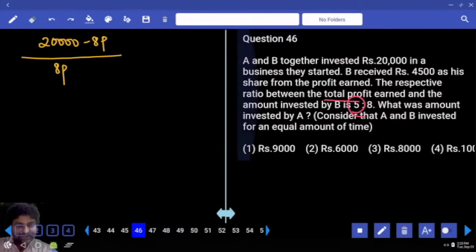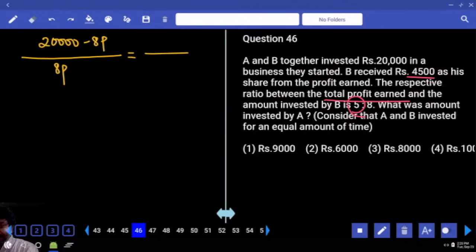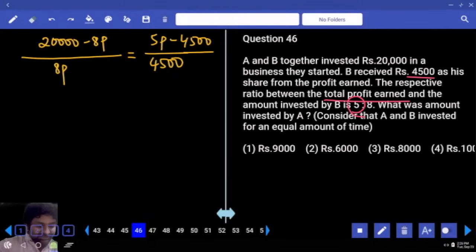5 parts is total profit earned. B is getting 4,000. So B's profit is equal to 4,500 out of 5 parts. Then A's profit is 5 parts minus 4,500. Is it okay? Come on. Now the question is about what was the investment made by A. A investment. Okay.